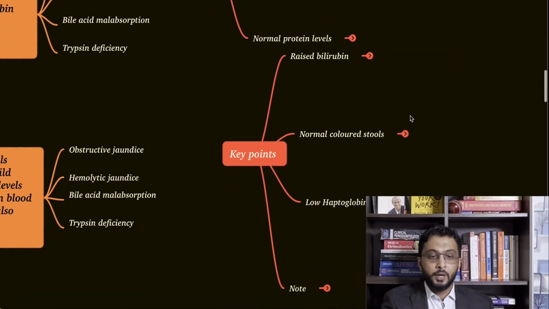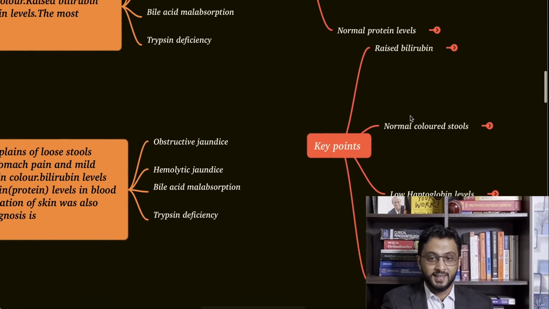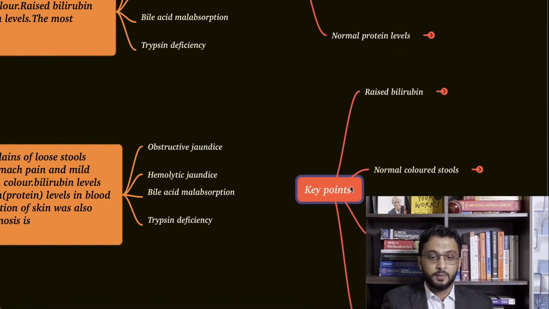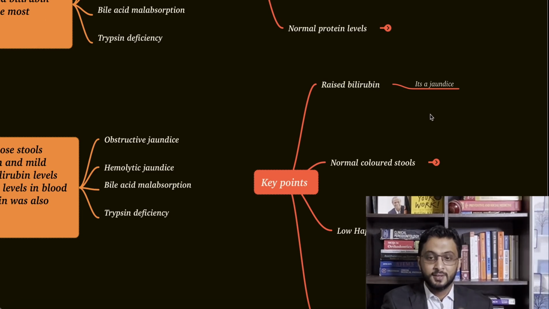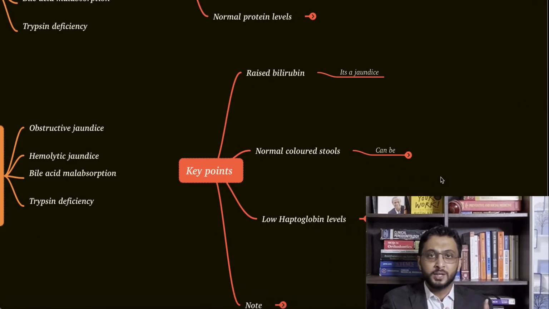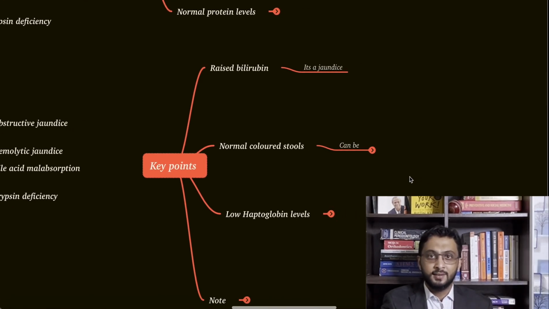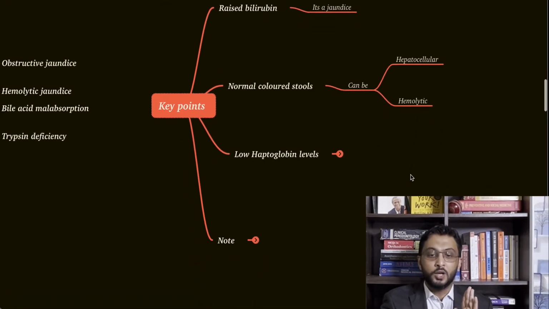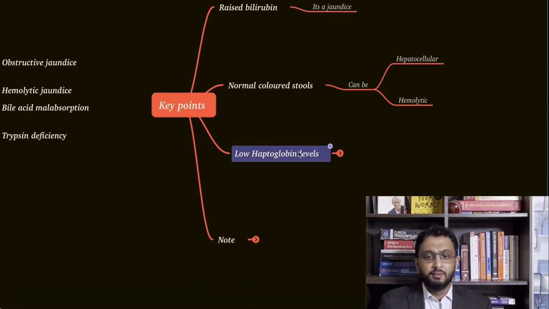Okay, now coming to the third question. Okay, let's bring this down a little. Here again we have raised bilirubin, so it's a jaundice. Okay, raised bilirubin, it's a jaundice. Okay. Normal colored stools. So what can cause normal colored stools other than obstructive? That is hepatocellular or hemolytic. Now I told you low haptoglobin levels can be seen only in hemolytic. Okay, this is how you differentiate between the three.